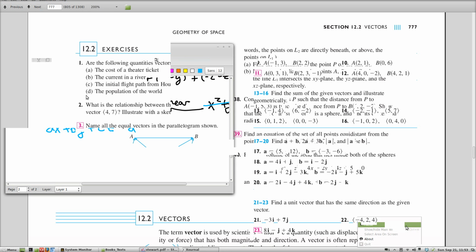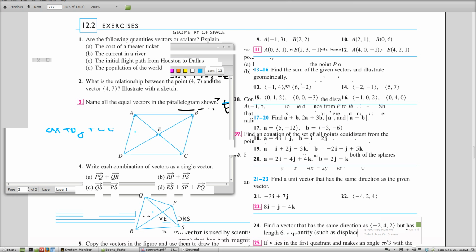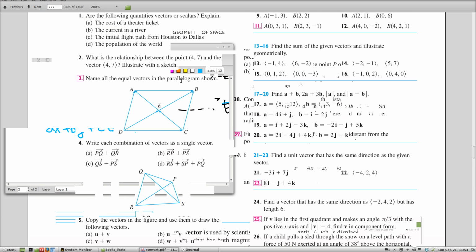Excuse me. What's the relationship between the point and the vector? It's, I don't know, that's a philosophical question. Pass.